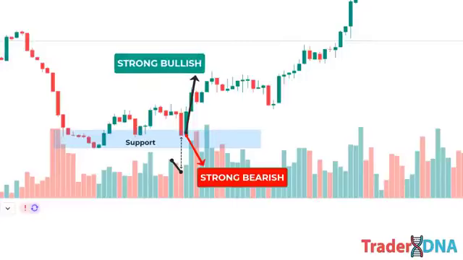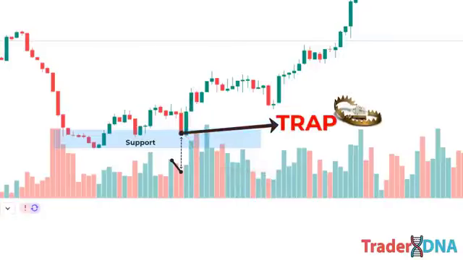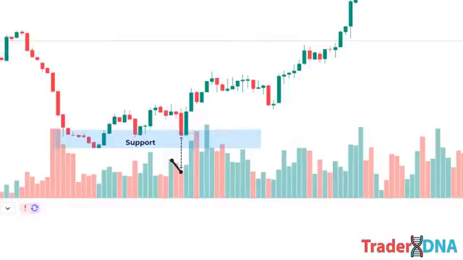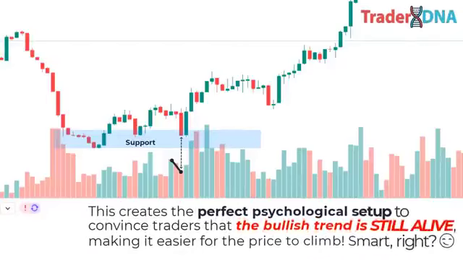But wait, there's another scenario. What if this giant bearish candle with low sell volume is actually a trap? A classic fake out designed by big market players who can temporarily control the price. Think about it. Just because we see a huge bearish candle doesn't mean the market is actually crashing. Sometimes it's just a short-term trick to drive the price down quickly, hit that support, and then boom, send it flying back up. Why? Because this creates the perfect psychological setup to convince traders that the bullish trend is still alive, making it easier for the price to climb.